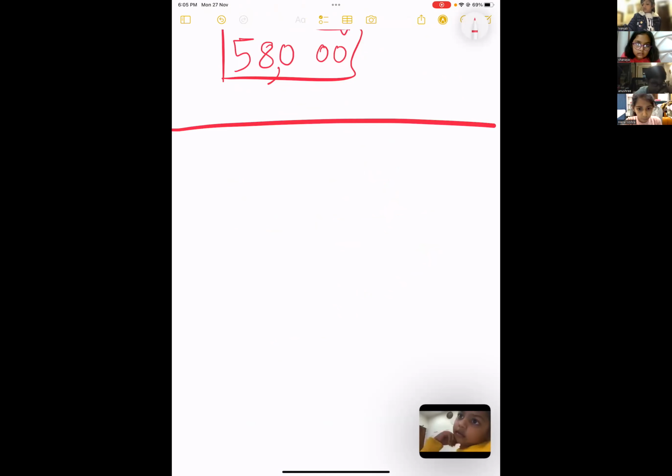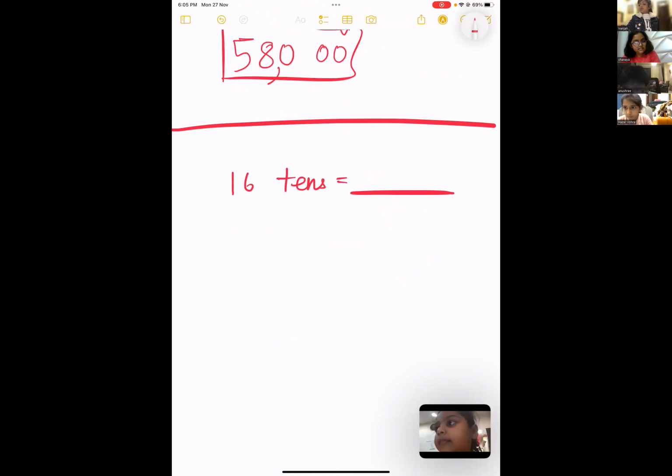Another question. 16 tens. Give me the value of this number. It is not English that we are working on today. It is maths. What is the value of 16 tens? Very good, Hazel. Very good, Sakshi. Very good, Idhika. Samajh mein aaya kya, aapko ye? Type karo na, please.